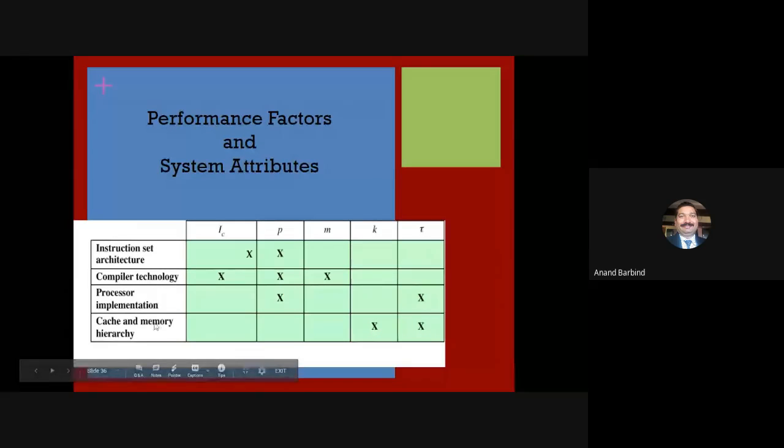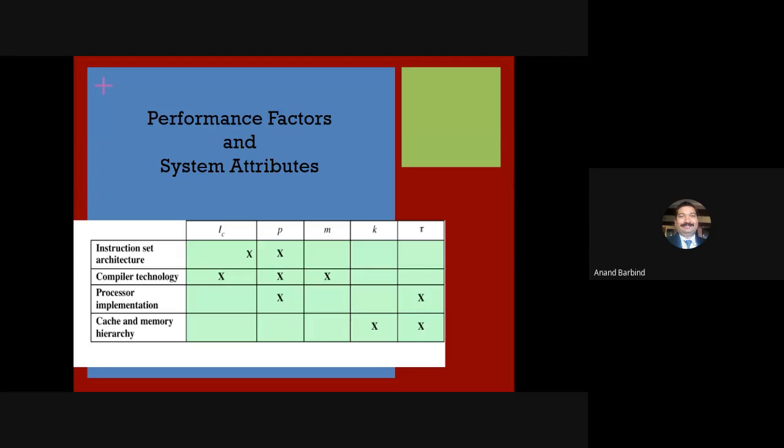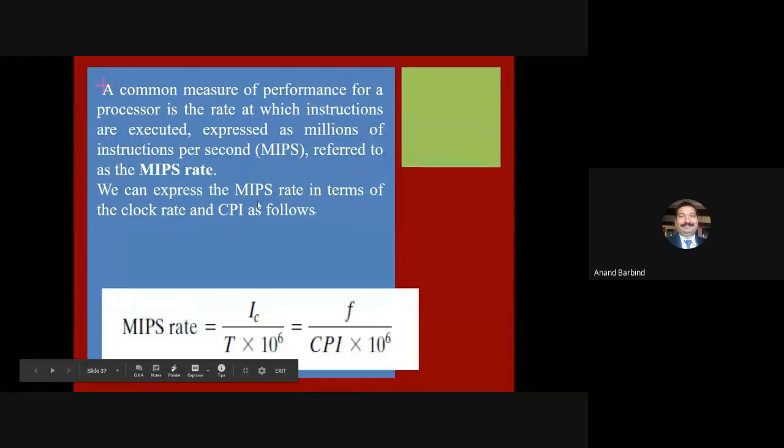So how fast that particular memory is, and how many levels of hierarchy are there, that also matters here. So like this, when you are designing a particular computer, all these parameters matter: the instruction set of the processor, architecture, compiler technology, the processor implementation, the cache memory, and the memory hierarchy. That means how many levels of cache are there, and how is the final memory, the primary memory, implemented. So these are the system attributes that are compared with the execution of the program.